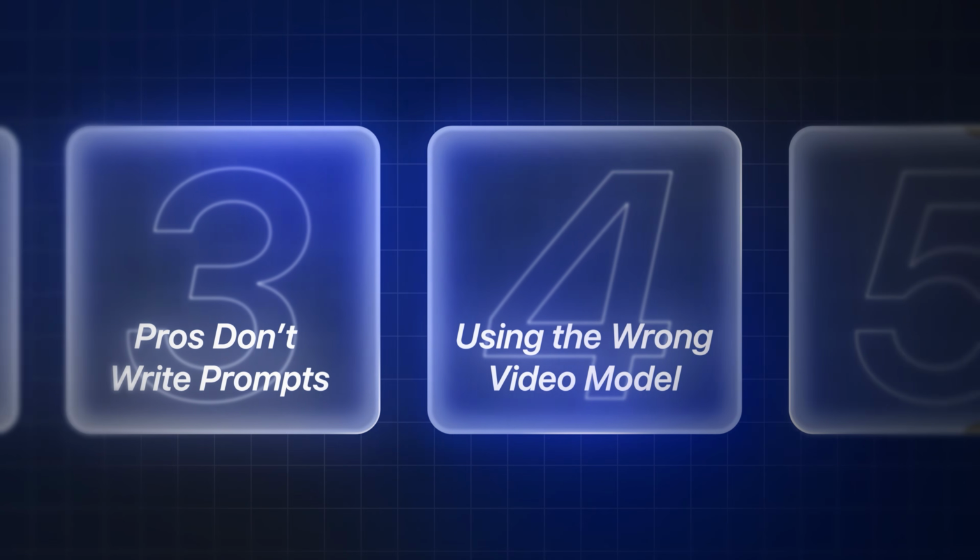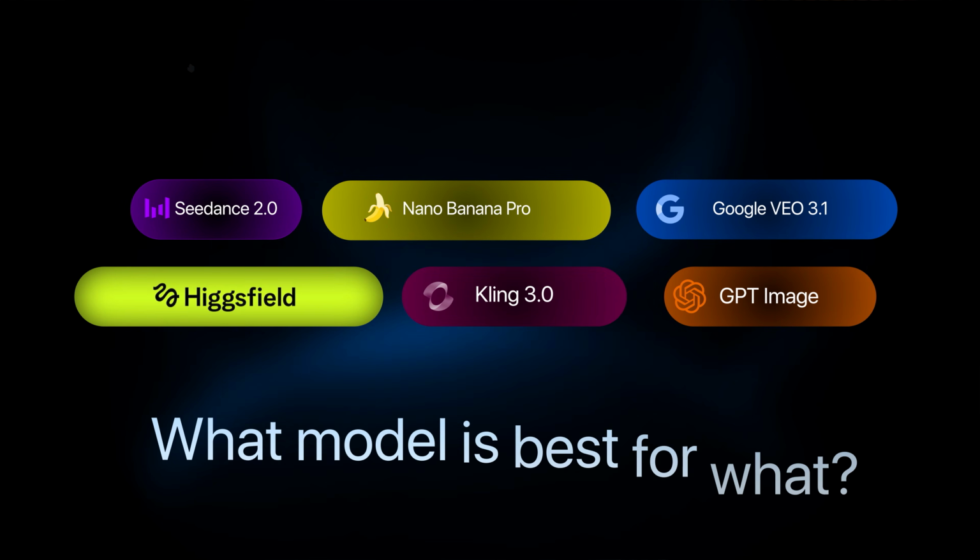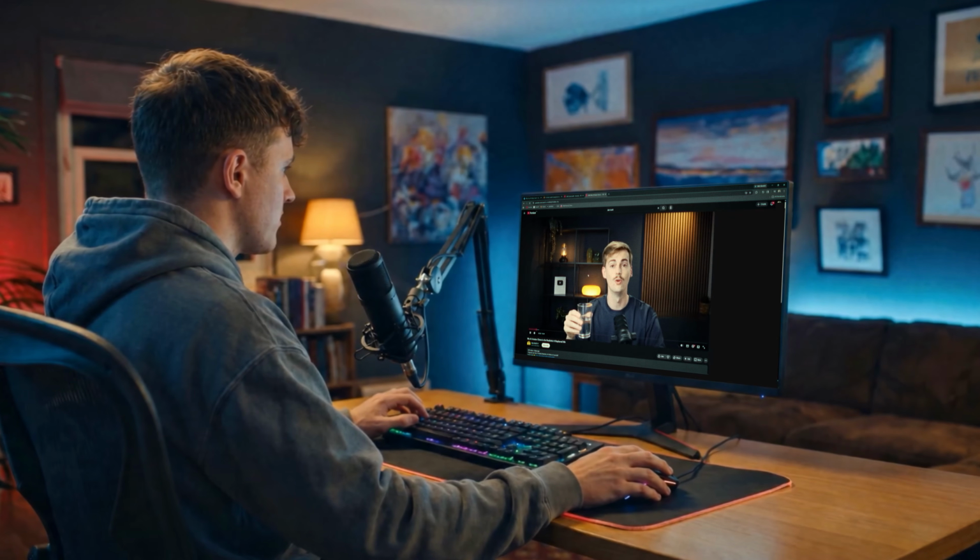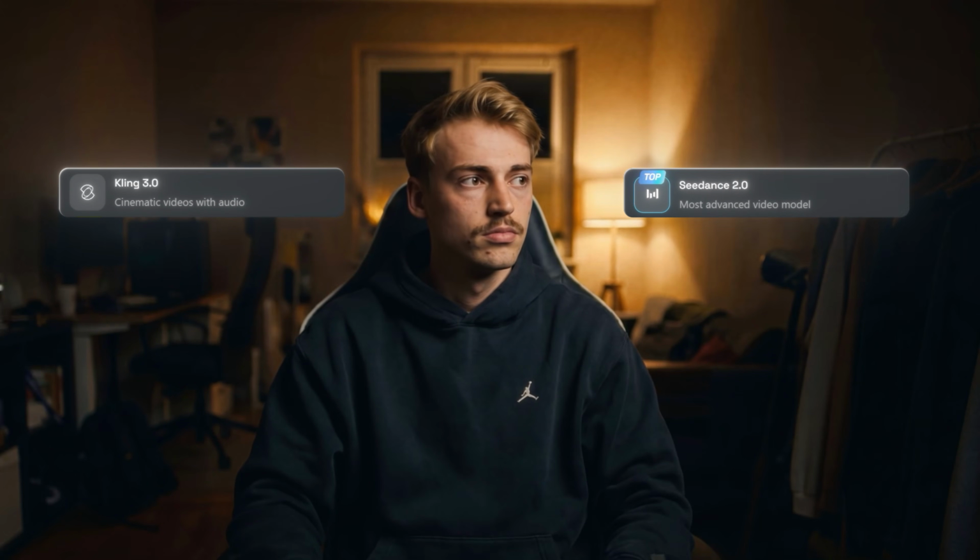Mistake number 4 that I see a lot of people making, which to be honest pisses me off, is using the wrong model. Every experienced creator right now knows what model is best for what. That is maybe also why you watch my videos. That's why you watch other people about this topic. You want to understand what a model like Kling is good for. You want to understand what CNET is good for. You want to understand what the newest Google model is good for.